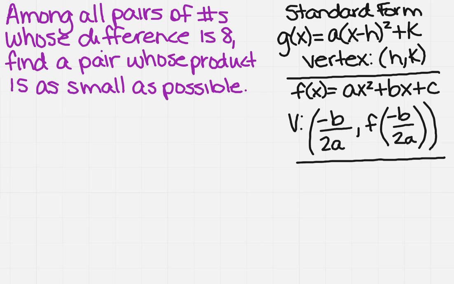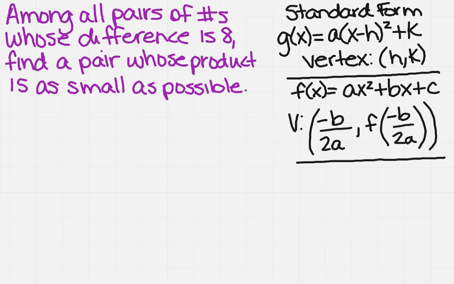This question says, among all pairs of numbers whose difference is 8, find a pair whose product is as small as possible. Well, as small as possible, if we're looking at quadratics, means that we are thinking about a minimum. So we need to find out what is the minimum that we can get from these pairs of numbers. Now here's your kicker.